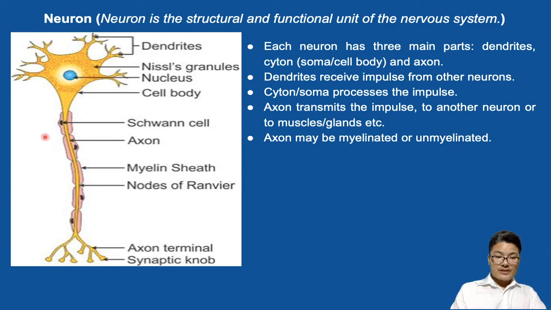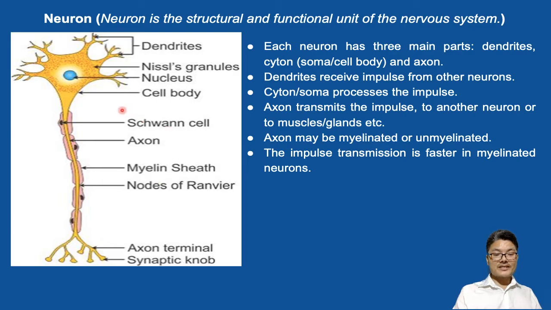Our axon, as you can see here, the extension of the cell membrane forming a tail-like structure, may have a myelin sheath. Myelin sheath is a covering which is mainly made up of fats. In the case of some neurons, there is no myelin, and those are known as unmyelinated axons. So an axon may be myelinated, and myelinated axons have a myelin sheath, which is mainly made up of deposits of fats. But in the case of the unmyelinated axon, there is no myelin sheath.